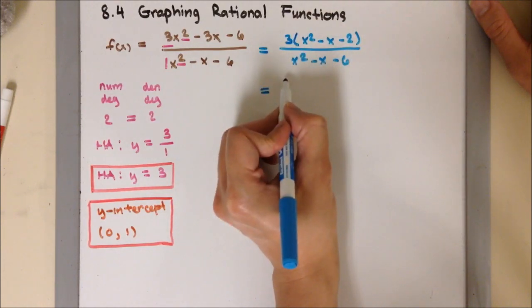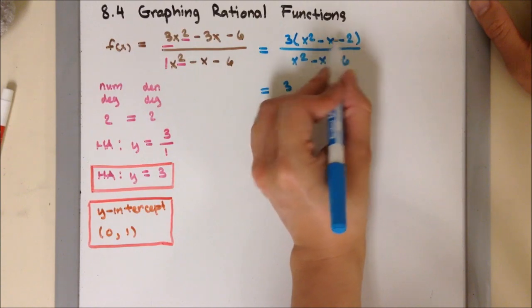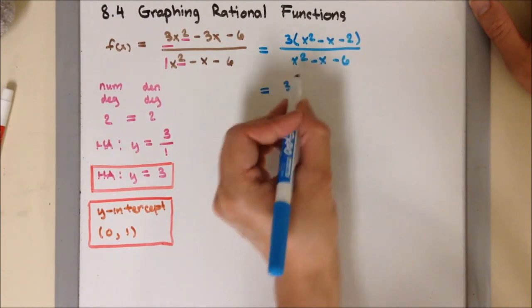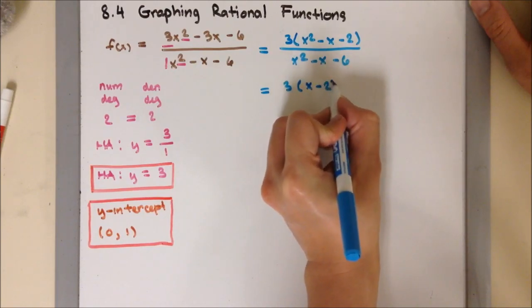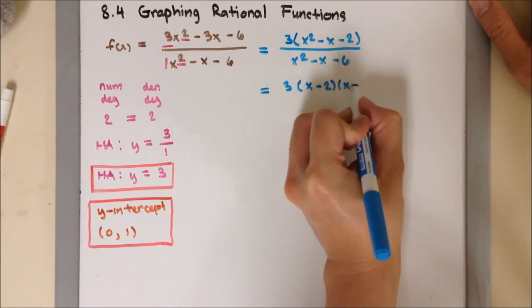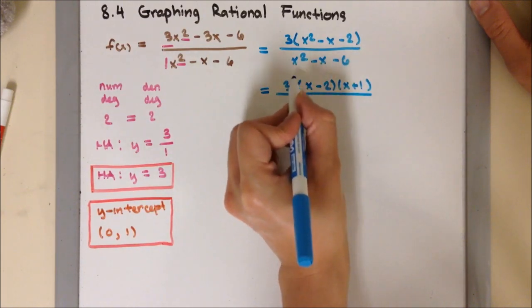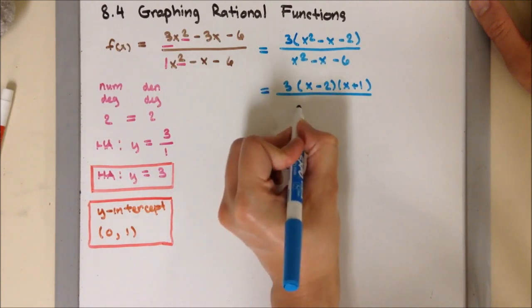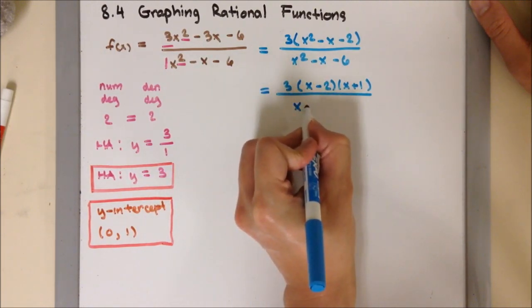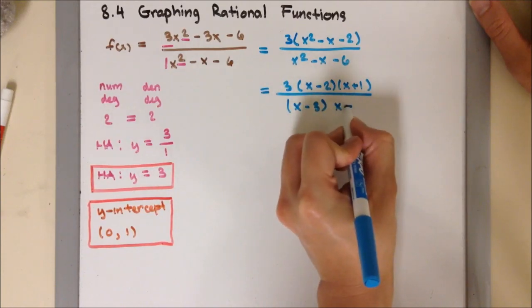So I'm going to continue factoring the numerator. I still have the 3 on the outside. When I factor the numerator, x squared minus x minus 2, I'm going to have x minus 2 times x plus 1 over, for the denominator when I factor, x squared minus x minus 6, is going to be x minus 3 times x plus 2.